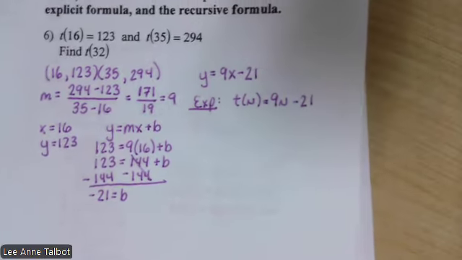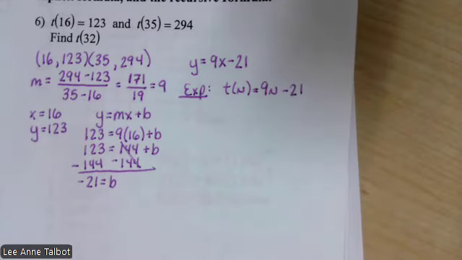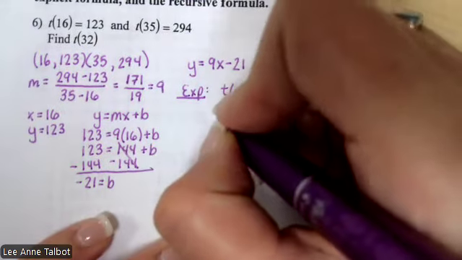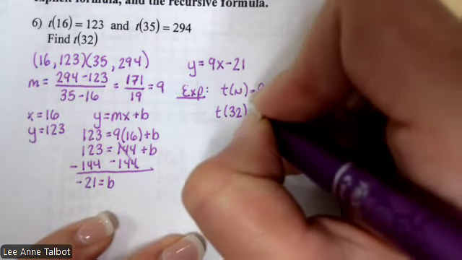Okay, what does the explicit help me do? Get any number I want, right? So it wants me to find term 32.